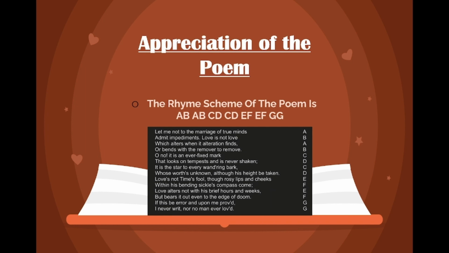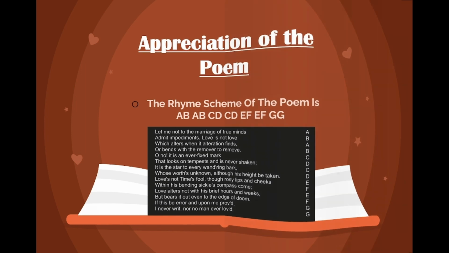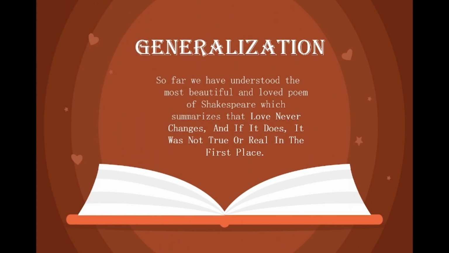You can also explain why it is there, because for the rhyme scheme, we can simply tell them the rhyming words and they will understand it. Then we have to generalize our whole lesson, our whole class, to the students. In a poem, generally we generalize by telling them the theme of the poem. So far we have understood the most beautiful love poem of Shakespeare, which summarizes that love never changes, and if it does, it was not true or real in the first place.